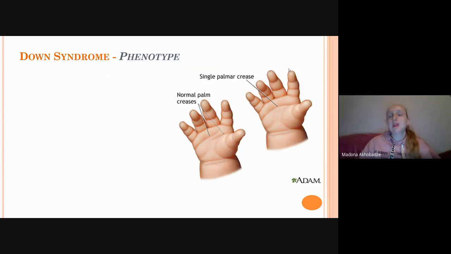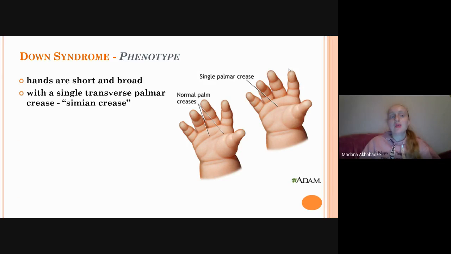Okay, and one of these is a single palmar crease. It's not just for Down syndrome, but it's also common for other congenital disorders as well. Their hands are very distinguishable. They're short and broad with a single transverse palmar crease that is called a simian crease. And the simian crease is also one of the congenital features of the genetic disease.